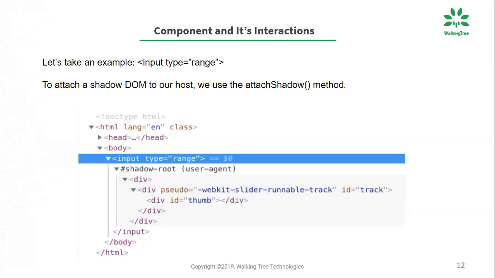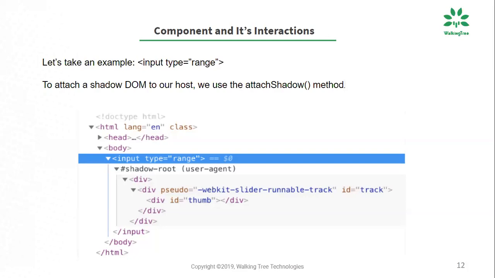behind this input type range. If you look at the shadow root for the input type range, you can enable that from the Chrome settings. We have an option to enable that to see the shadow root. What they are doing is creating a set of divs and a set of styles to achieve this functionality. For a div, they are adding attach shadow.